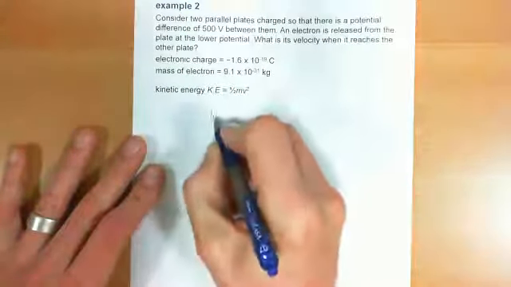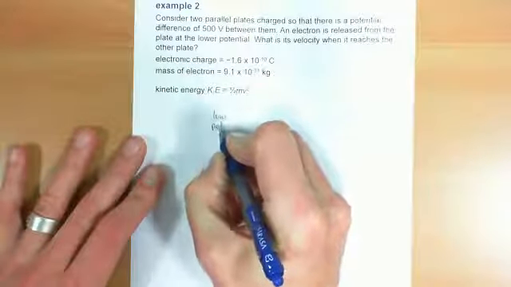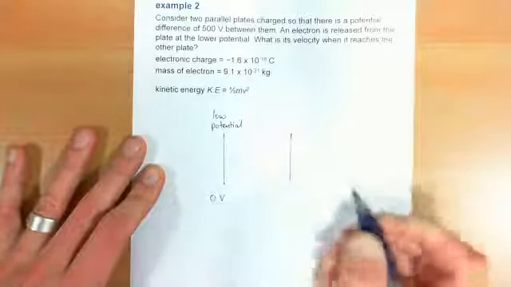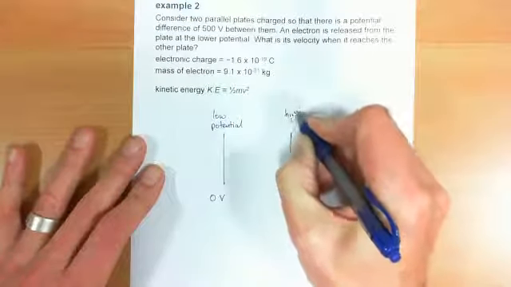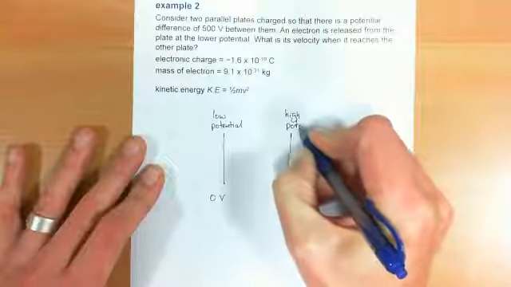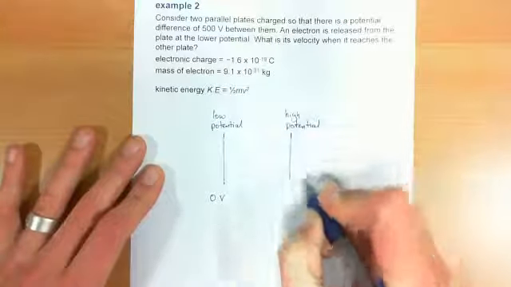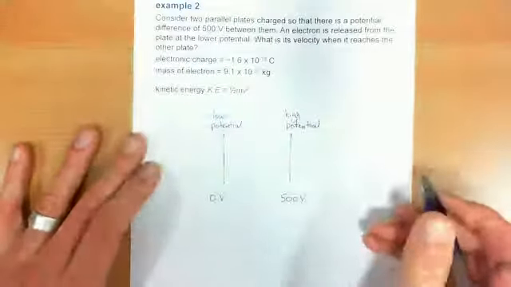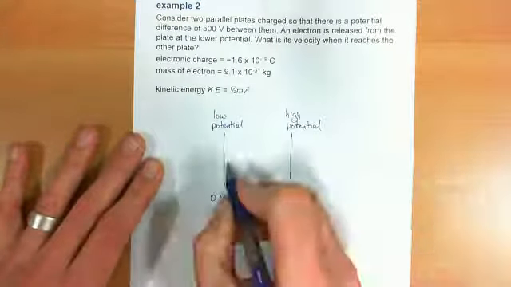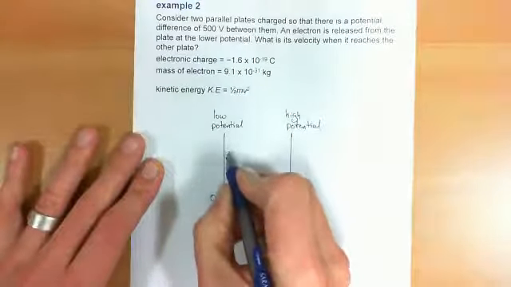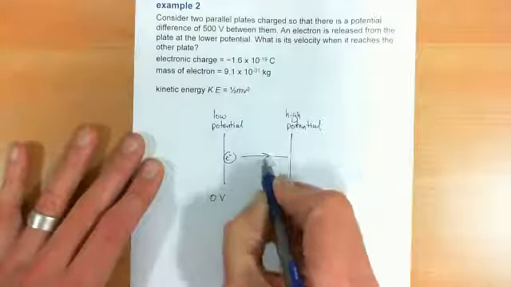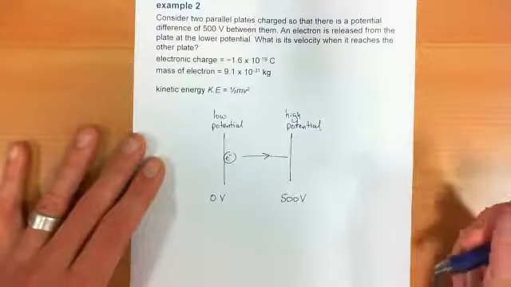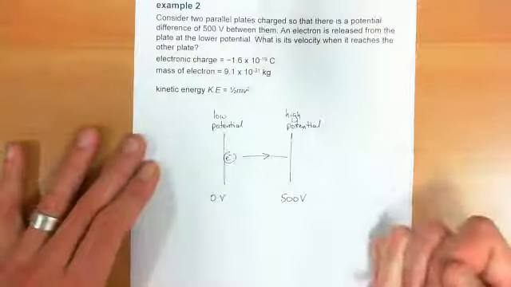This is the low potential plate. I'm going to set this at 0 volts. So this high potential plate, obviously more positive, is at 500 volts. We're going to release the electron from the low potential plate. It will be accelerated towards the high potential plate and we need to find the velocity at this point.